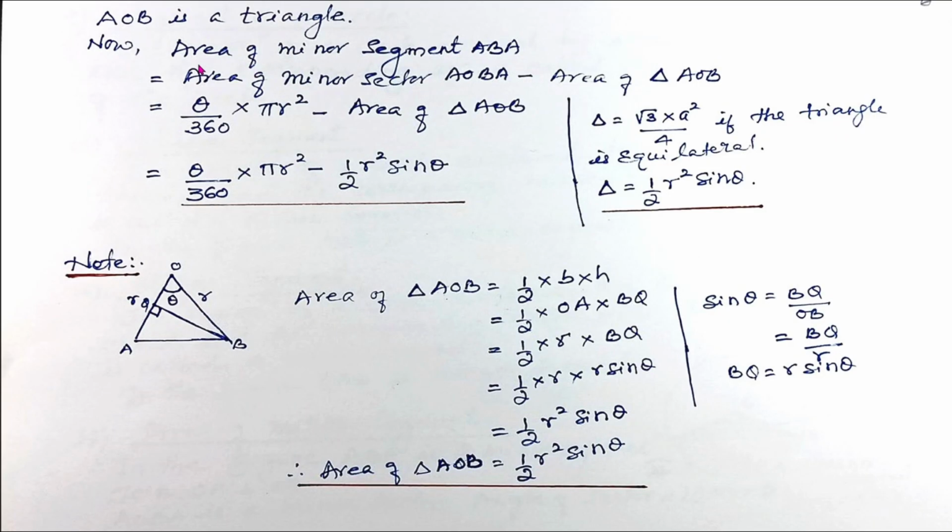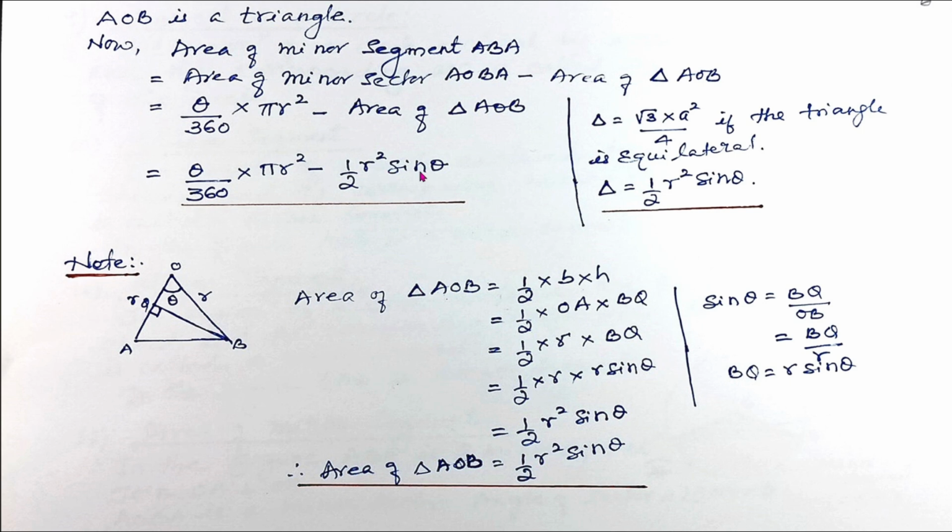So that is exactly what I have written here. Area of minor segment ABA is equal to area of minor sector AOBA minus area of triangle AOB. Area of minor sector, we already know the formula, is theta by 360 into pi r square, minus area of triangle AOB. Now the question is how to find the area of triangle AOB. If it is an equilateral triangle, the formula is root 3 a square by 4. And if it is any triangle, we can use the formula half r square sine theta. Therefore generally we use half r square sine theta. Therefore area of minor segment is theta by 360 into pi r square minus half r square sine theta.